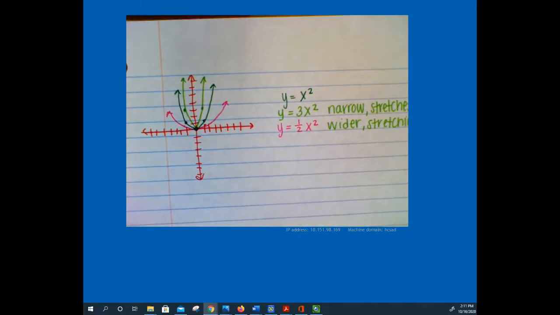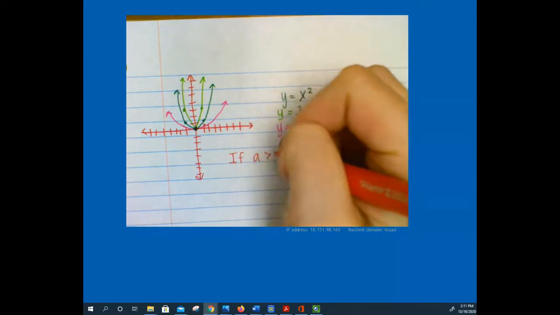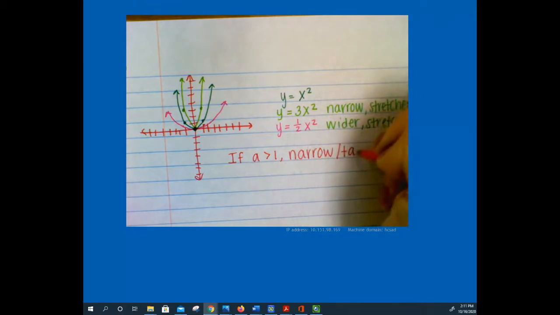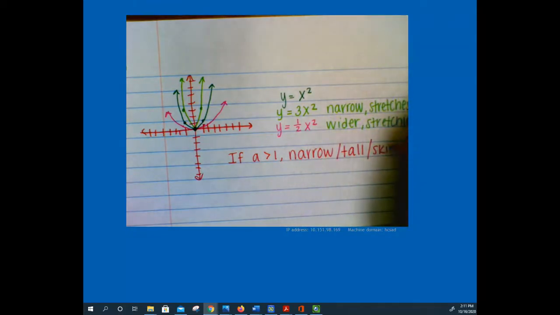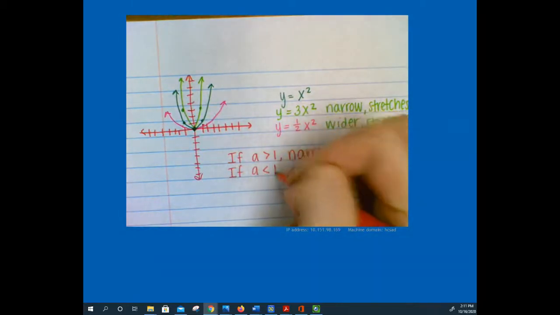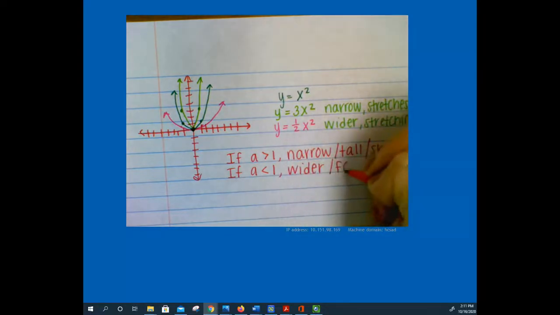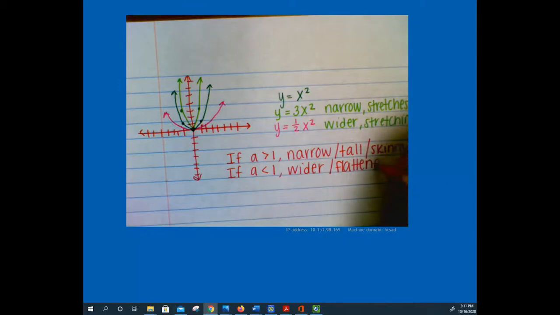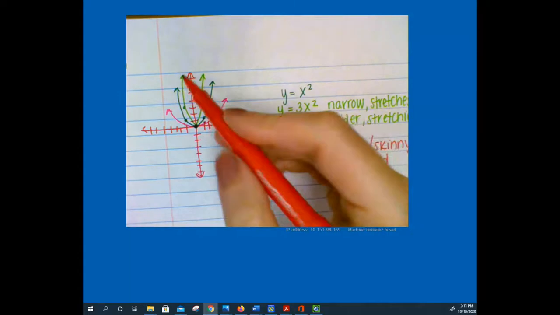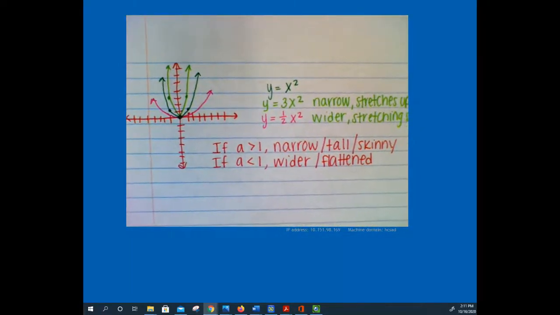So our general rule of thumb for the A value here is if the A is greater than 1, it's going to make it narrow and tall. Sometimes you'll see skinny, right? That's the one, the light green one that's inside. If A is less than 1, like a fraction, it's going to make it wider and you'll see flattened because it's going to open up wide. This is like creepy guy smile. This is like normal smile. So there's one part of A.